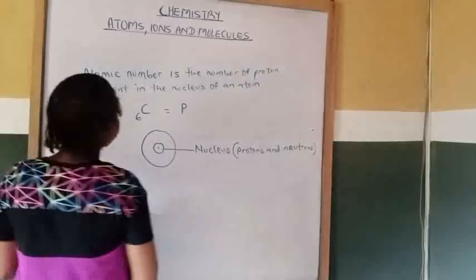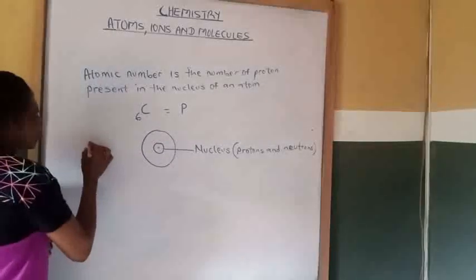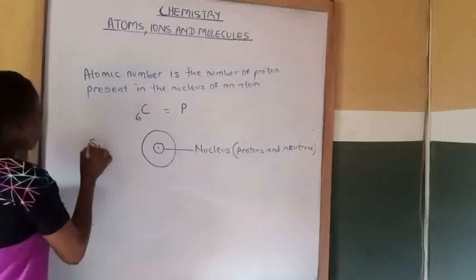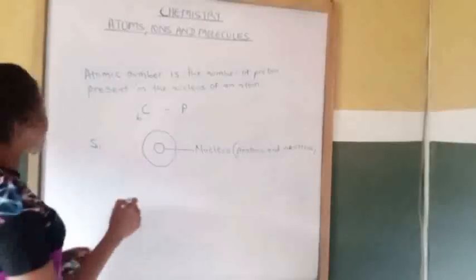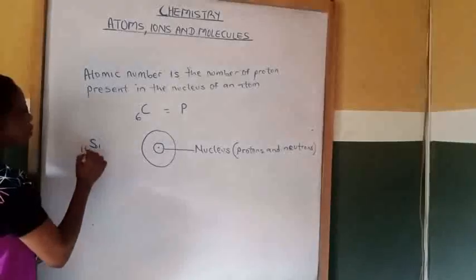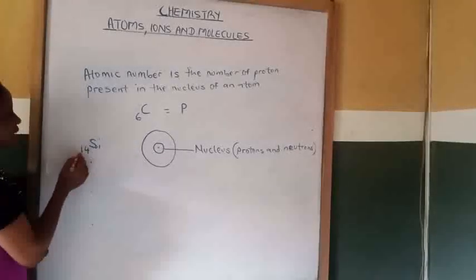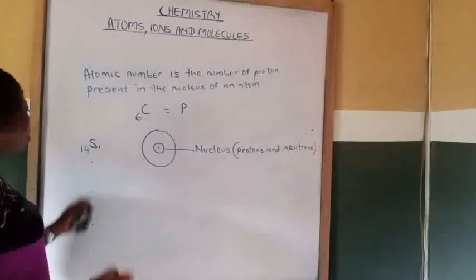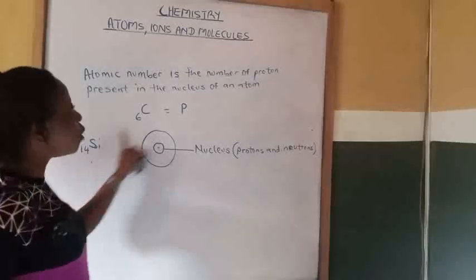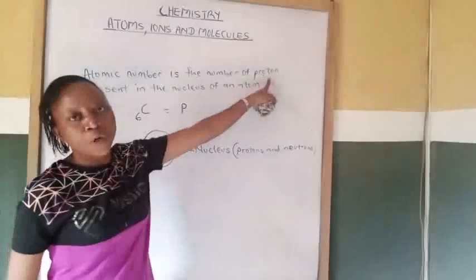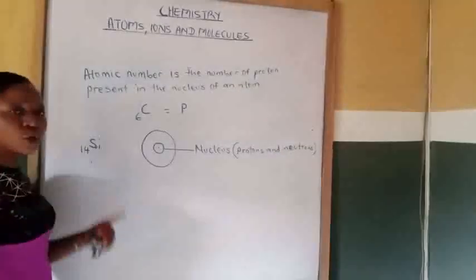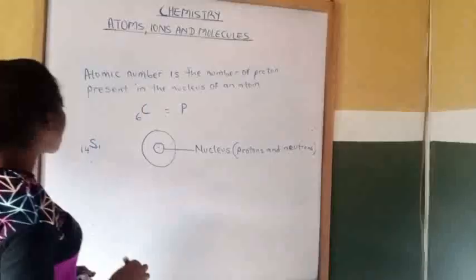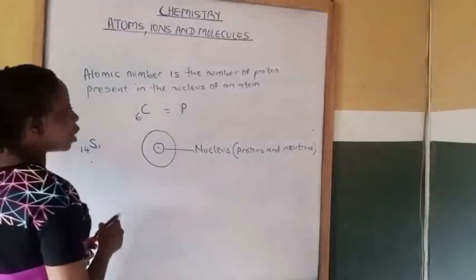Then let's look at another element. Let's take silicon. When you read your first 20 elements, silicon is number 14, which shows that the atomic number of silicon is 14. So therefore, the number of proton for silicon will be equal to 14 because atomic number is equal to the number of proton.